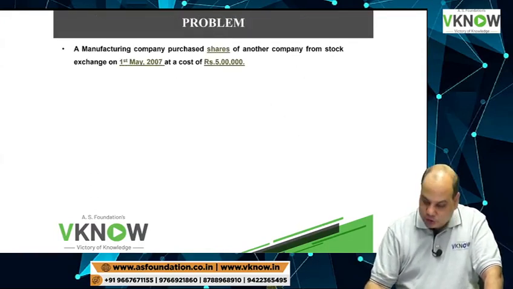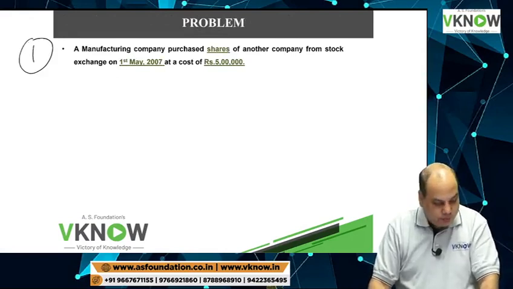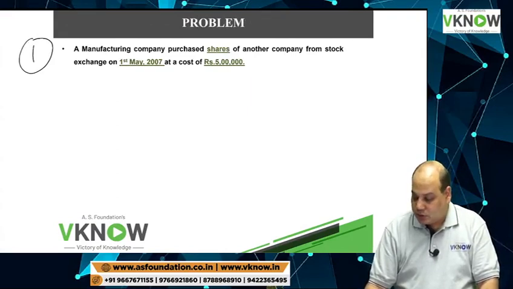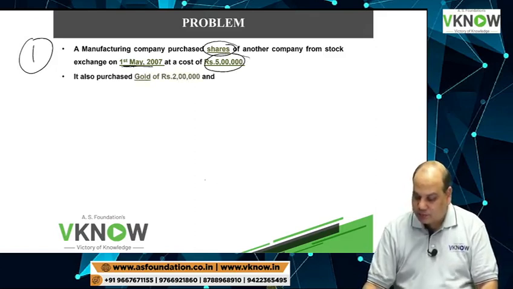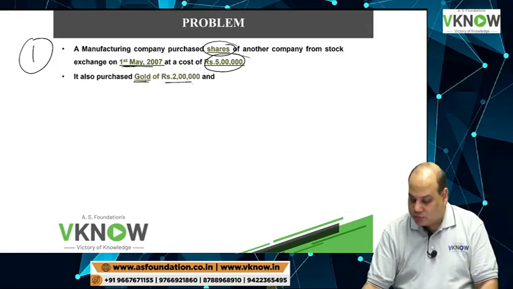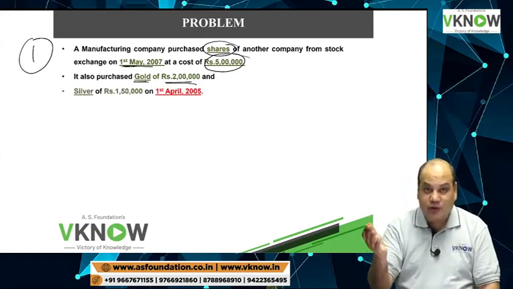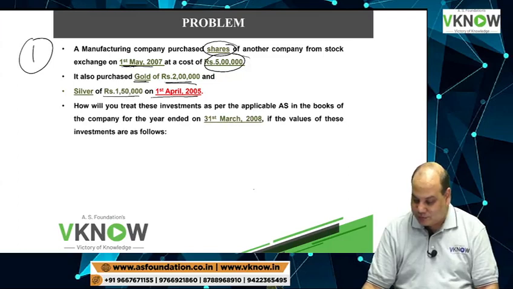Now we'll solve question number 1. Printed in the notes, question number 1, there only. A manufacturing company purchased shares of another company from stock exchange on 1st May 2007. So there is a purchase of share. The cost is 5 lakh. It purchased gold for rupees 2 lakh. Wonderful. And it purchased silver rupees 1,50,000 on 1st April 2005.